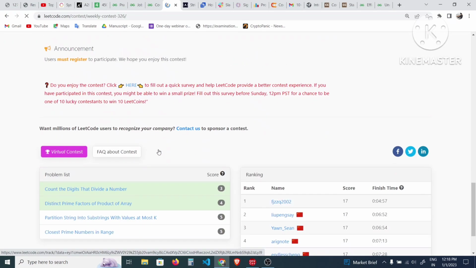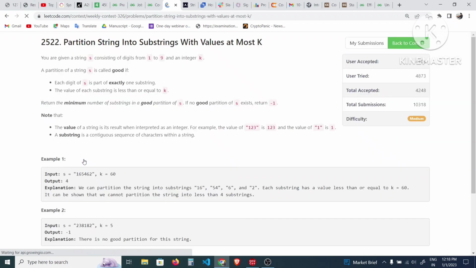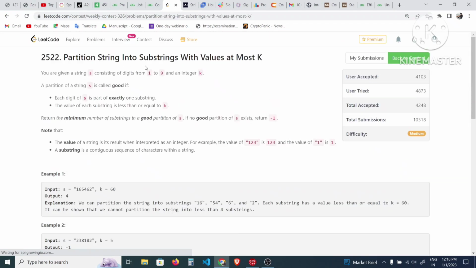So basically this is the third question. Partition a string into substrings with values at most k. You are given a string S consisting of digits from 1 to 9 and an integer k. A partition of string S is called good if each digit of S is exactly present in one substring, and the value of each substring is less than or equal to k.